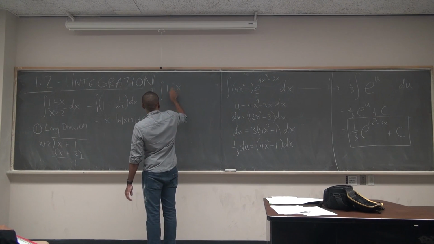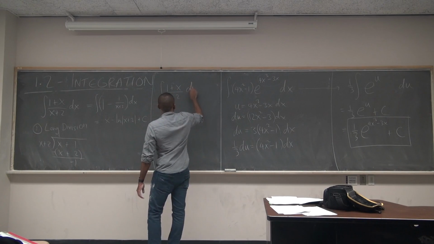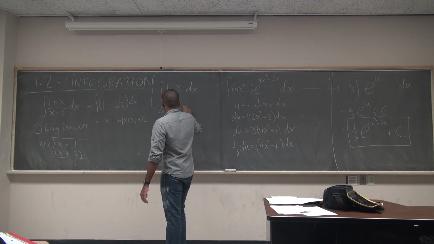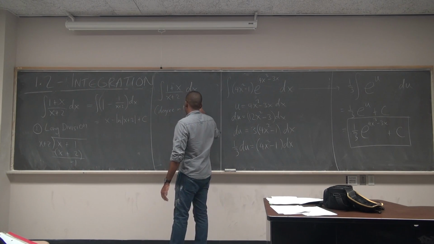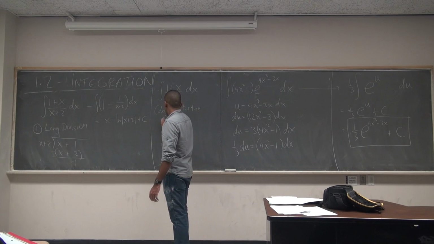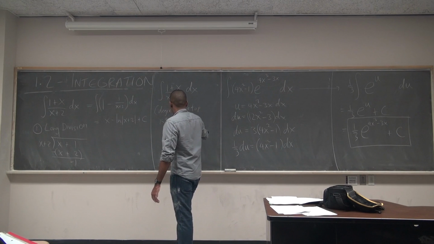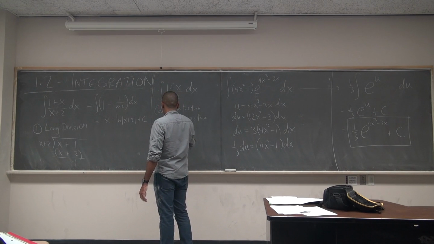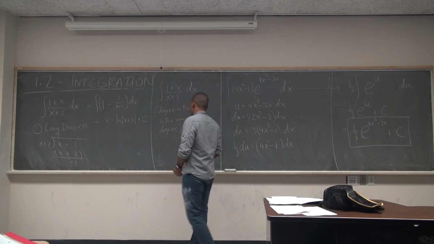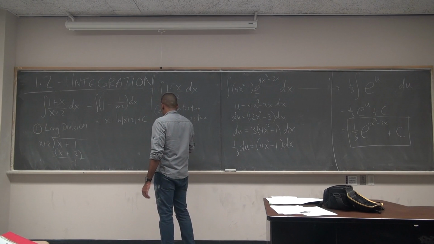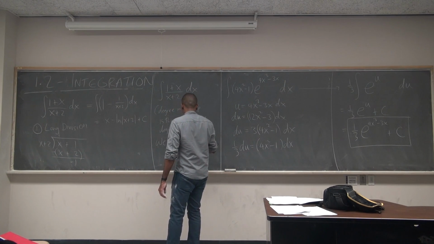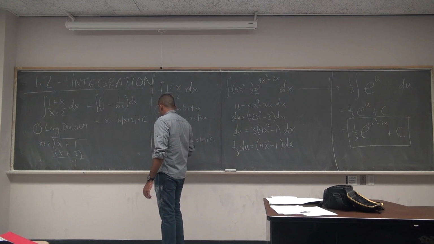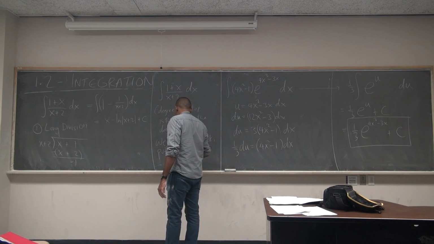Another way, when you see things like this, especially when the degree in the top is the same as the degree in the bottom, right? Notice that the top is a first degree polynomial, the bottom is also a first degree polynomial. The trick is to put the denominator in the numerator. I'm going to explain what I mean by that.